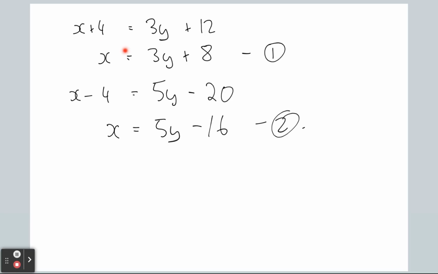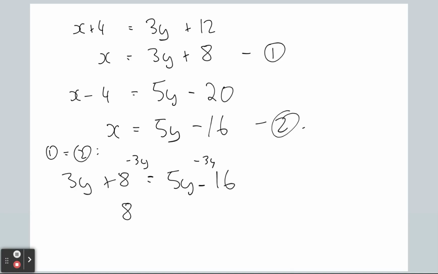Now, because I've got here x equals this, and because I've got here x equals that, then it must be true that these right-hand sides must equal each other. So I'm going to go 1 is equal to 2, and I'm going to have 3y plus 8 is equal to 5y minus 16. And now I'm going to solve for y. So I look at where the y's are least, it's here, and I'm going to subtract it. So I'm going to go minus 3y to both sides, and that gets me 8 is equal to 2y minus 16.